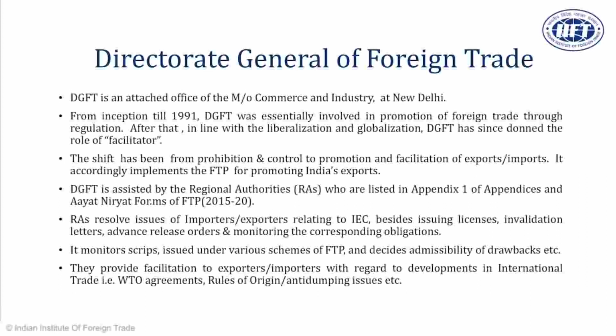DGFT functions with the help of its 36 offices, which are called the regional authorities of DGFT. They have offices all across the country, mostly in the capitals of the states, and the regional authorities of DGFT help in issuing the IEC, monitoring of various schemes, admissibility of drawbacks, trade facilitation, and all these activities.